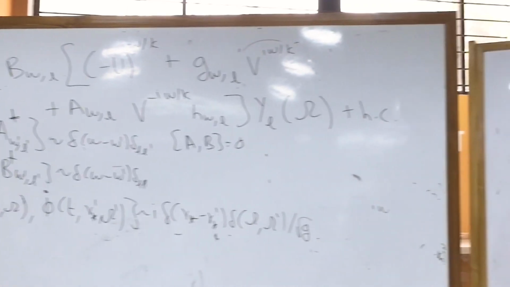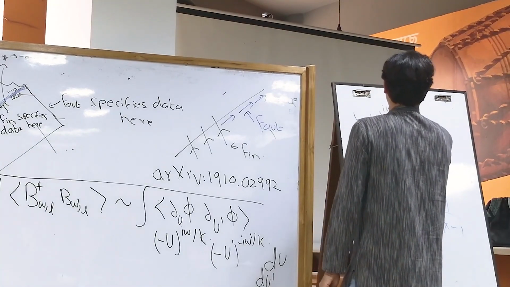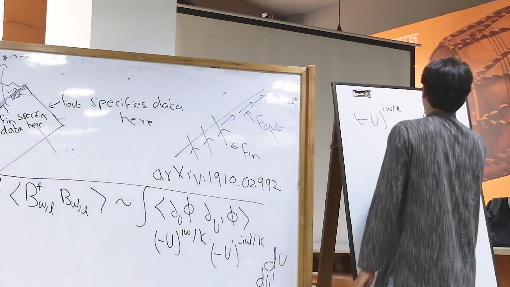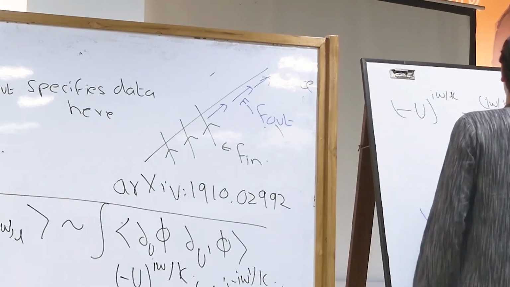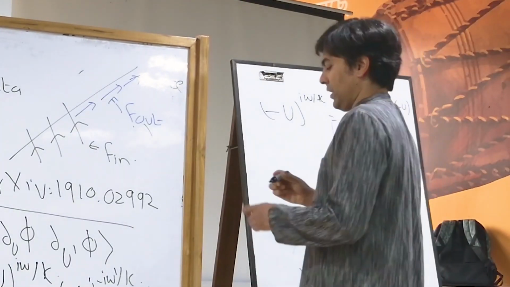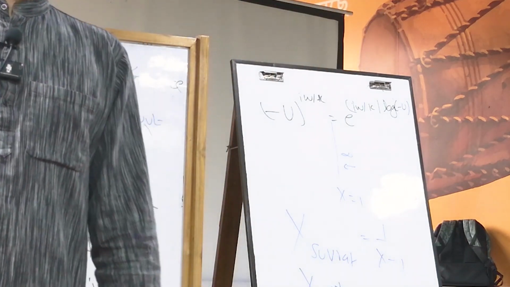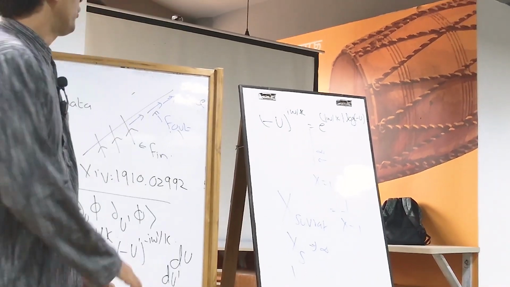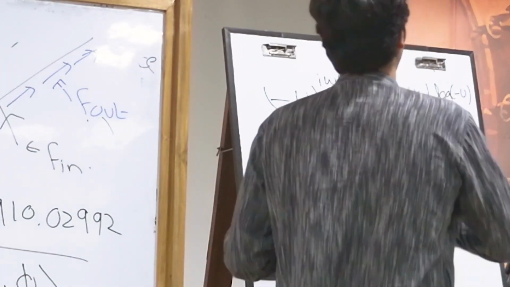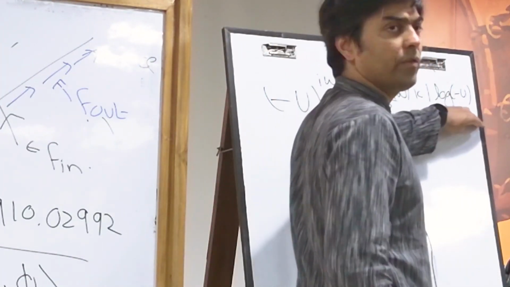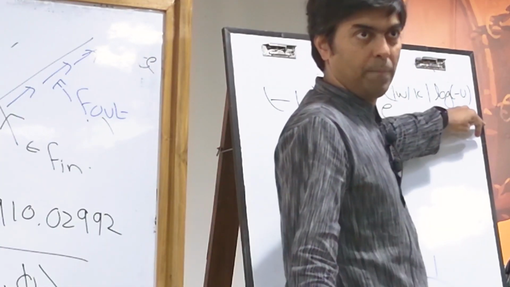But realize that (-u)^(iω/k), I can just write as e^(iω/k · log(-u)). And don't get confused by the minus u part, okay? You can write this as log of mod u if you like, because u is negative outside the horizon. Remember the way we set up our coordinates. So don't get confused by the minus u here. This is just e^(iω/k · log(-u)). So you can think of this as a Fourier transform, but with log of minus u being the variable. Okay.